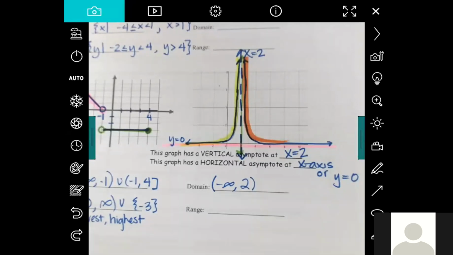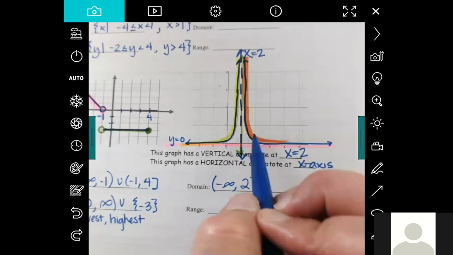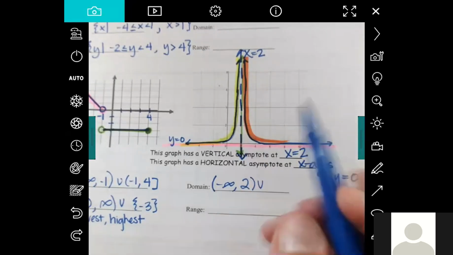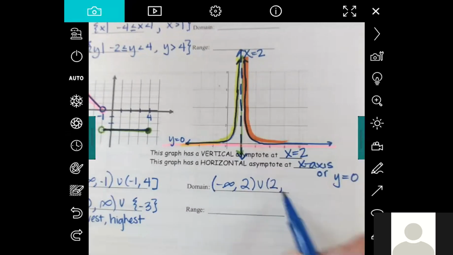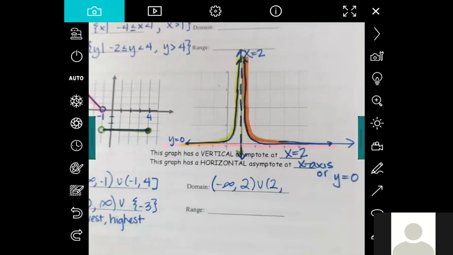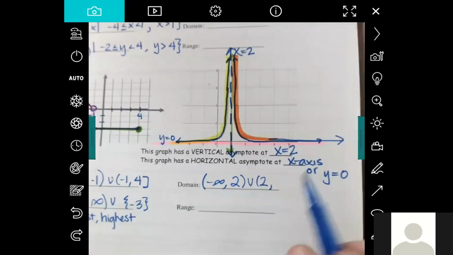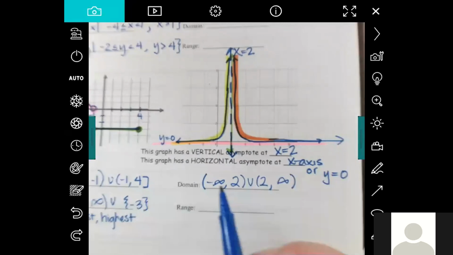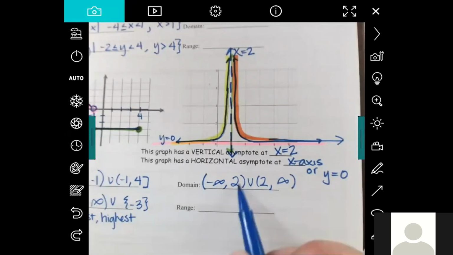Okay, and then same thing on the orange side. I would put my little U here to mean I have another section. And then this one, the farthest back it can go is 2, because remember, it can never cross through 2 to get to where yellow is. They're separated. But it can go forward forever and ever on the other side. So I'm going all the way to negative infinity, but I stop at 2. Then my second chunk starts at 2, but goes all the way forward to infinity. That would be your domain.